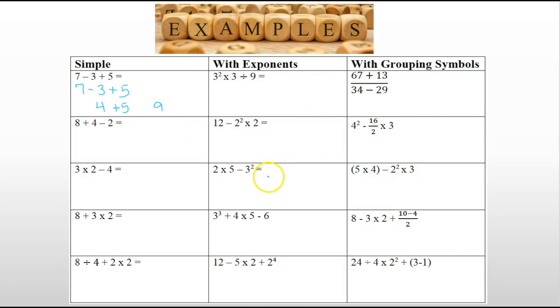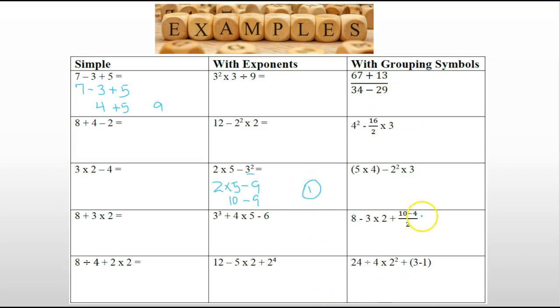All right, let's do one with an exponent. I will do this one down here. I have a multiplication, a subtraction, and an exponent. I do the exponent first. Then 2 times 5 minus 9. 2 times 5 is 10, minus 9. 10 minus 9 is 1.